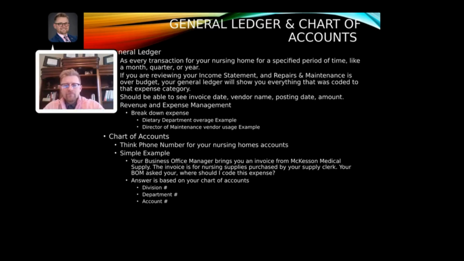All of that derived from reviewing the income statement, seeing the variance to budget in repairs and maintenance, pulling the general ledger, and dissecting it. It's not about just being over in that line item. It's about the correlation between your financials and your operations.